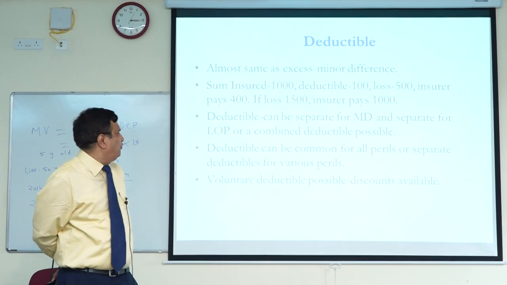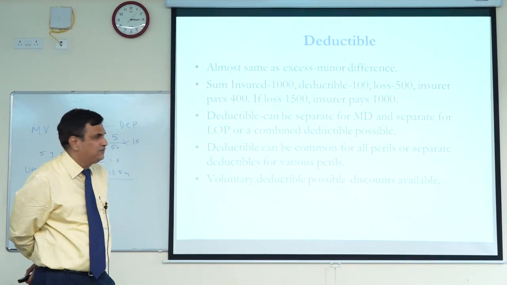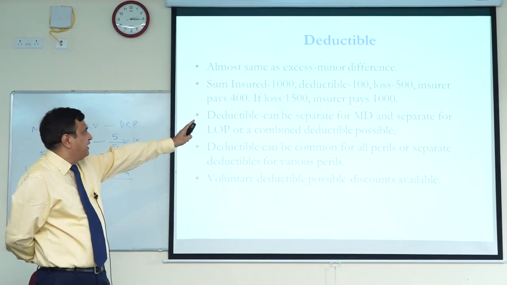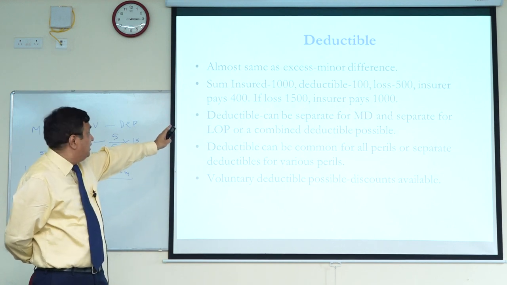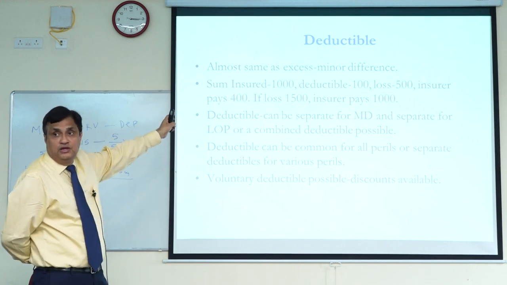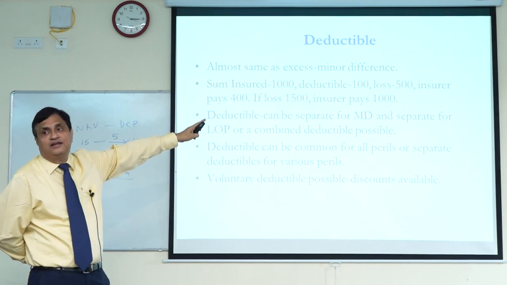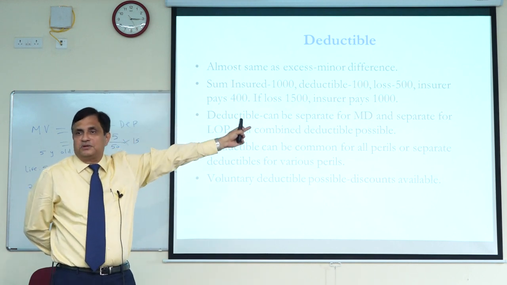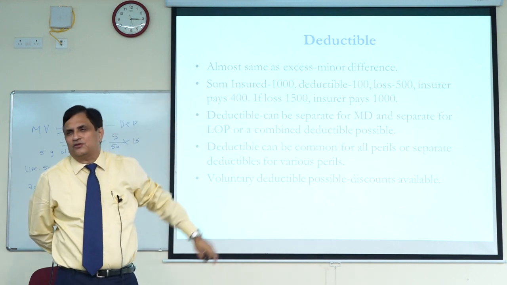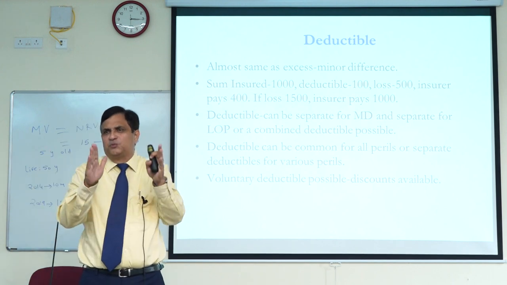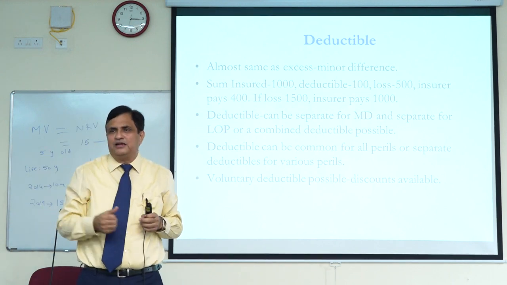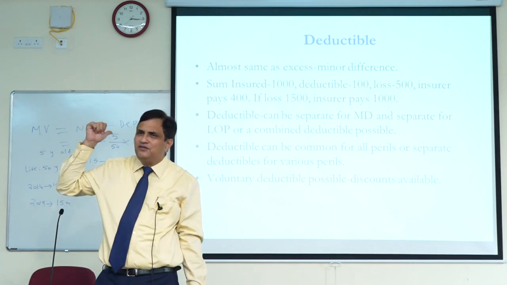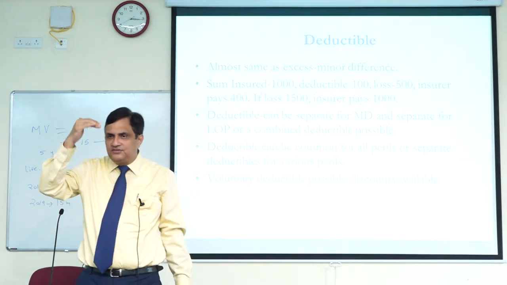Deductible. Deductible is almost the same as excess, with a very, very minor difference. Sum insured is 1,000, deductible is 100, loss is 500, so the insurer pays 400. Whereas if the loss is more than the sum insured of 1,000, then the insurer pays the entire 1,000. That means you are not deducting as if 1,500 minus 100 is 1,400, because the sum insured is 1,000, you pay that 1,000. This is only a textbook difference. In real practical use, you use excess and deductible interchangeably, but there is a very minor difference between them.